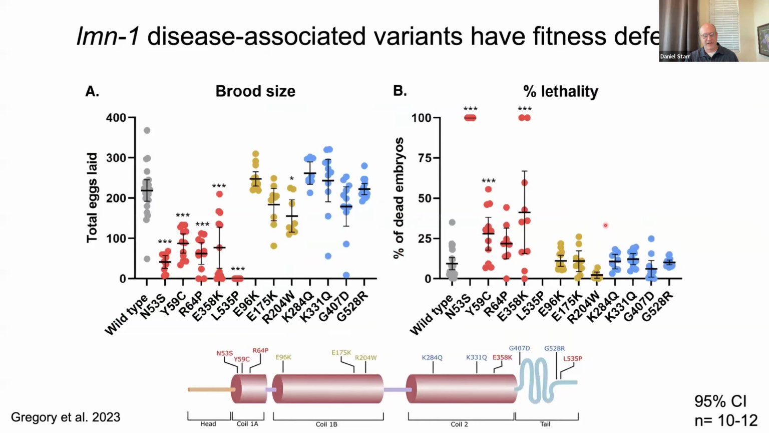The first thing we looked at is fitness. The red phenotypes, the ones that have the strongest laminopathy pathologies in muscles, have a significant decrease in brood size from wild type to the mutants here. And the ones that are born have a significant increase in lethality. So this one's even 100% lethal compared to wild type. So we recapitulated the severity of the disease pathologies in the worm models, where the more severe pathologies have the more severe brood size and lethality defects.